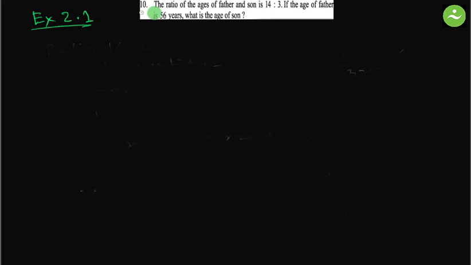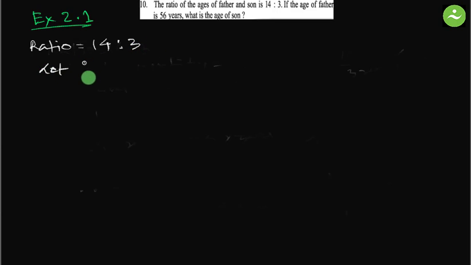Question number 10. The ratio of the ages of father and son is 14:3. If the age of father is 56 years, what is the age of son? The ratio is 14:3.